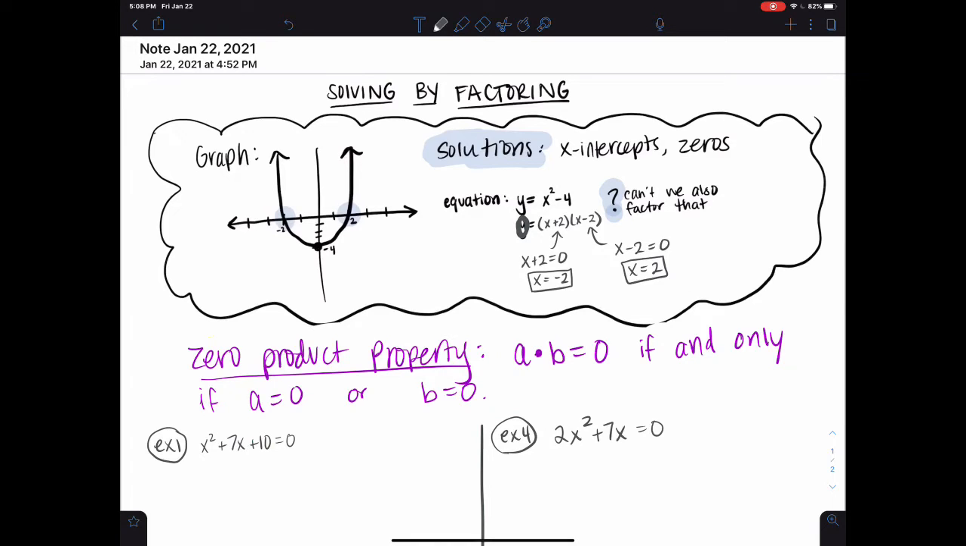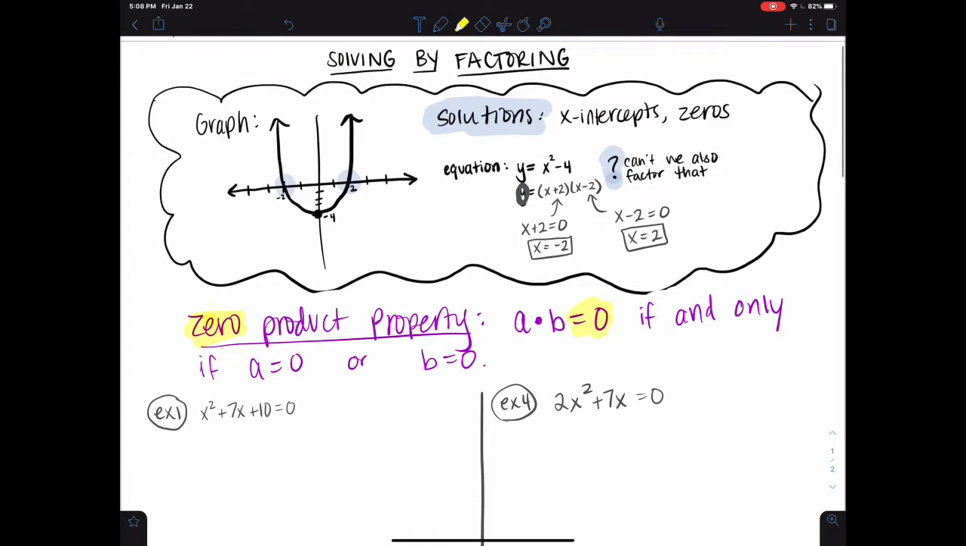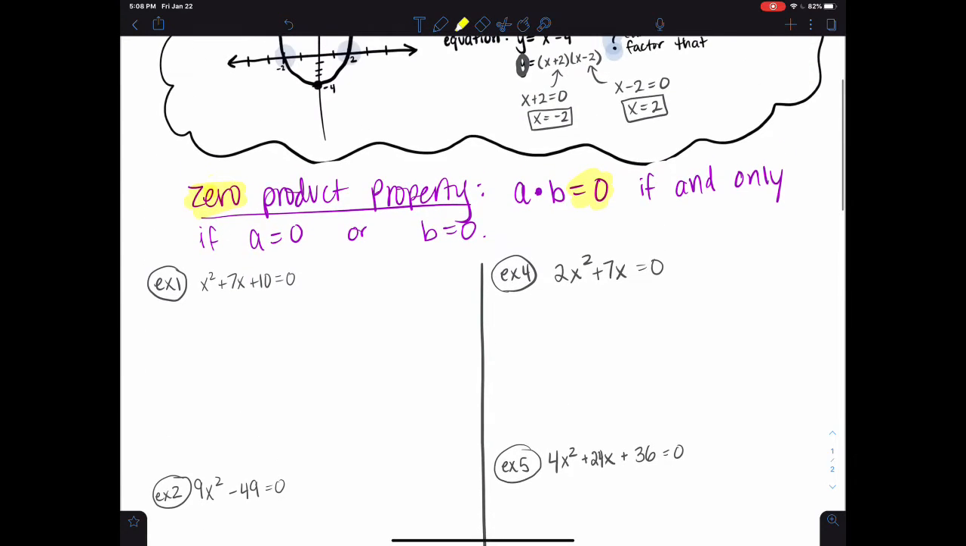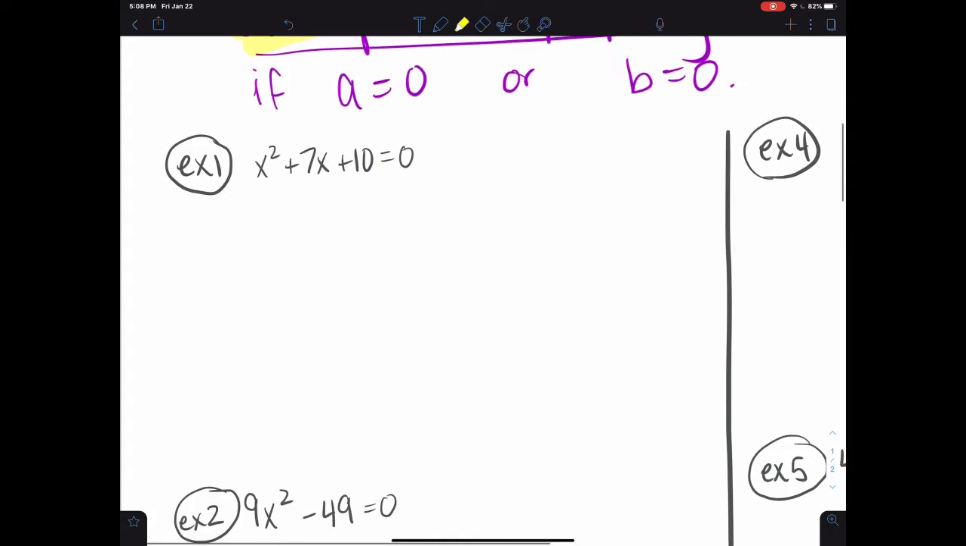0. Now the key here, the reason why it's called the zero product property, is because we need to make sure that these equations actually are equal to 0 before we do anything else. Before, it didn't matter what the order was, now we need to be sure that it's actually equal to 0. Let's do some examples.